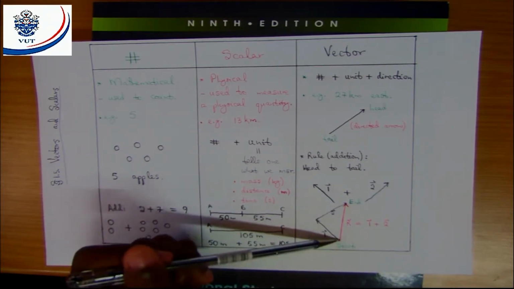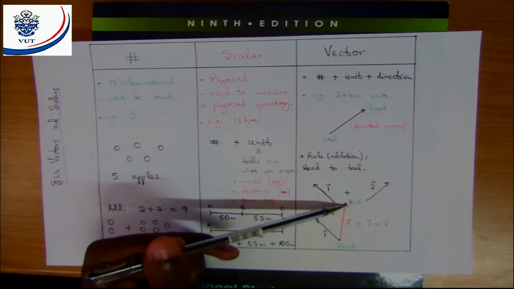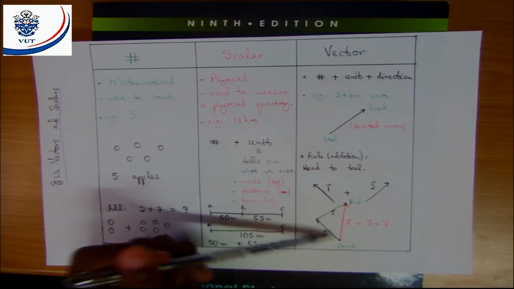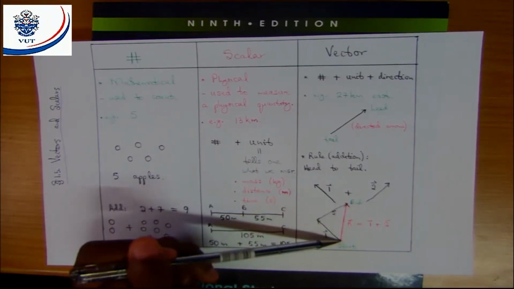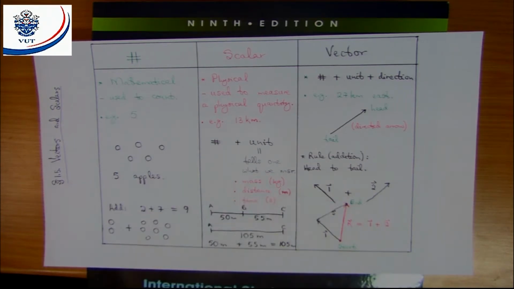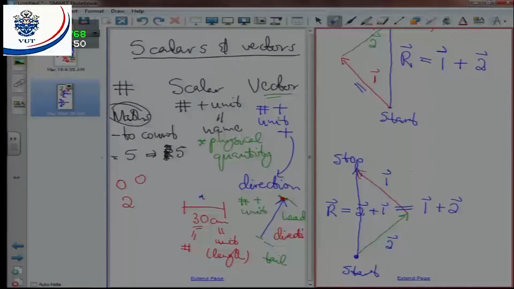So your starting point was over here and your end point is over there. So the result of this trip was from here to there. Okay, so that's a resultant. And now the question that we would like to answer.